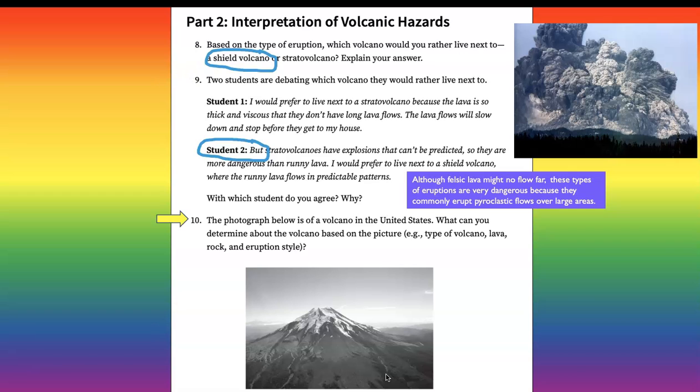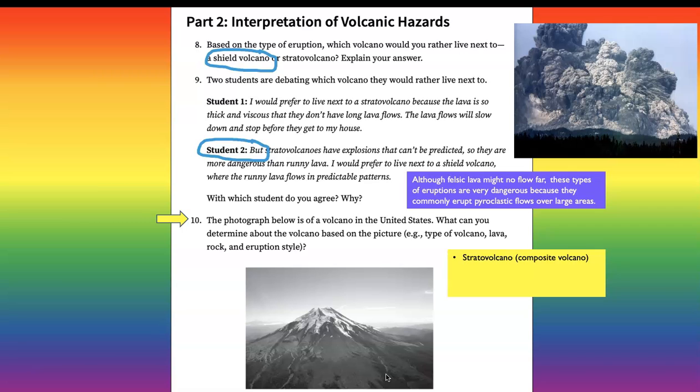Finally, the photograph below is a volcano in the United States. What can you determine about the volcano based on the picture? What kind of type of volcano is this? Well, given the two choices, this is a stratovolcano, or sometimes called composite volcano. This is not a shield volcano.